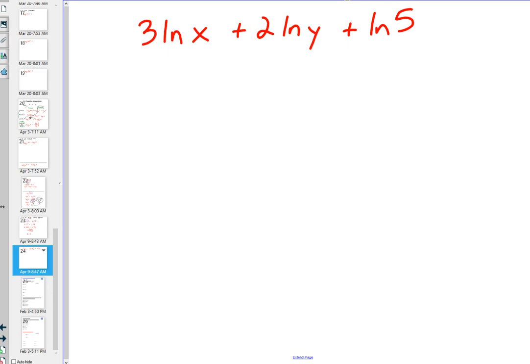How can you fix it in order to make the coefficients the same? Power property. So I could change this first one to ln of x to the third, plus ln of y squared plus ln of 5.